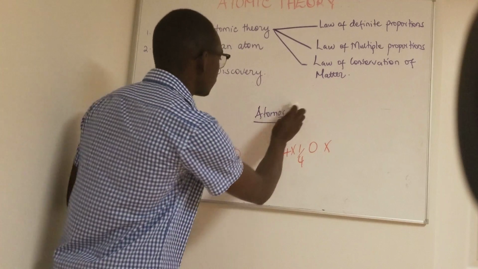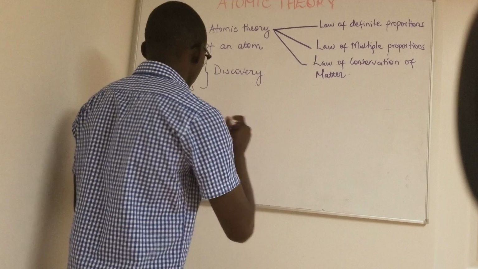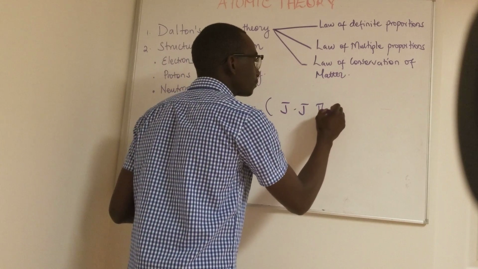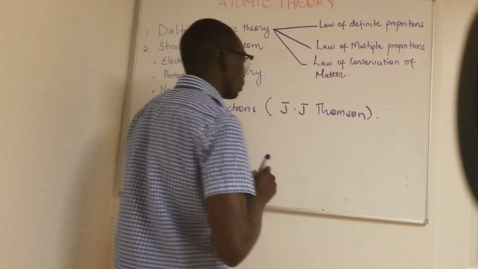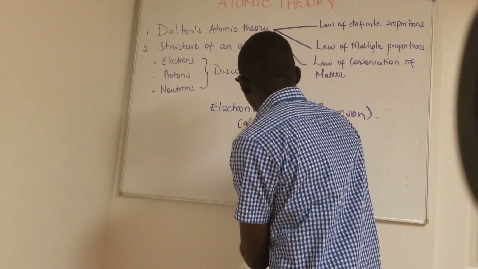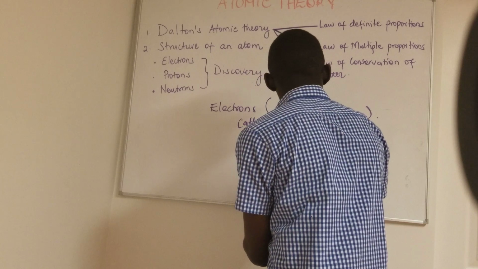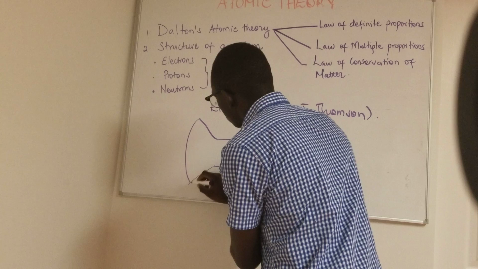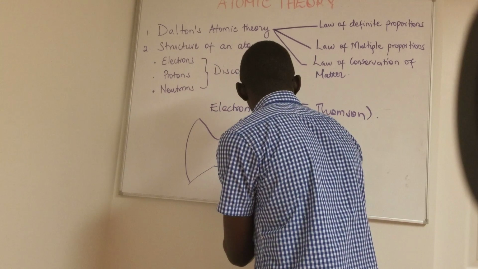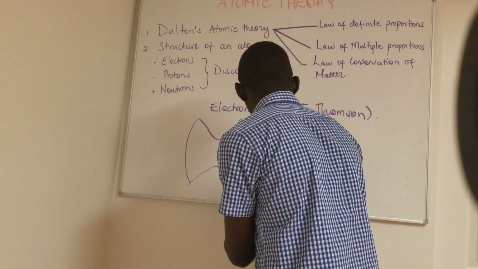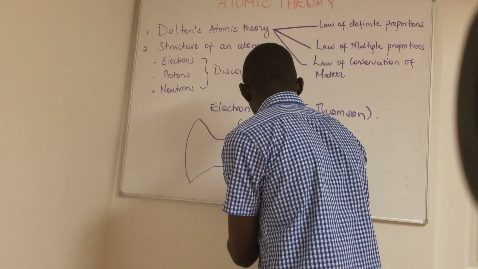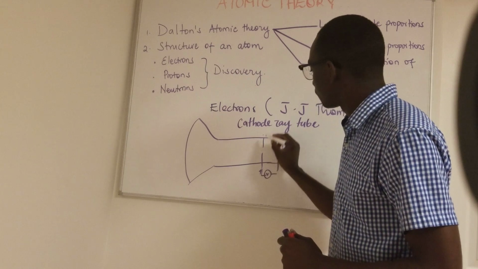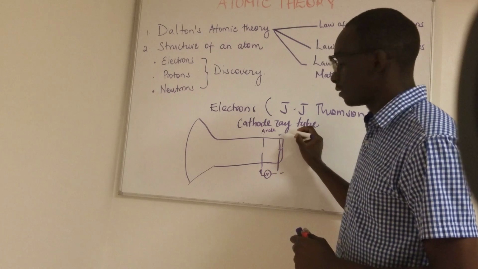To begin with the electrons, electrons were discovered by a scientist by the name of J.J. Thomson. He discovered these electrons using a cathode ray tube. So this is a sketchy diagram of the cathode ray tube. A cathode ray tube has three parts. The first part has the positively charged plate, which is the anode, and the negatively charged plate, which is the cathode.